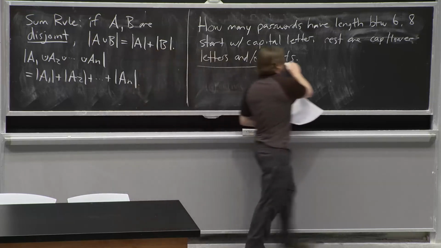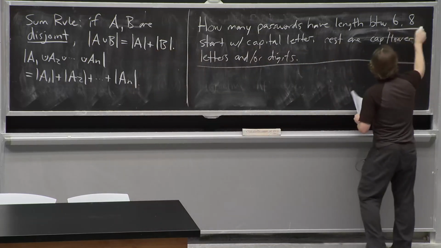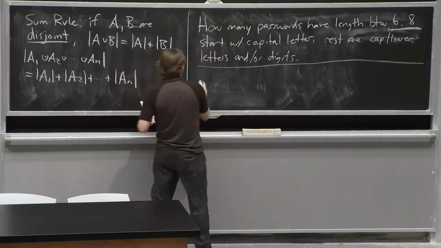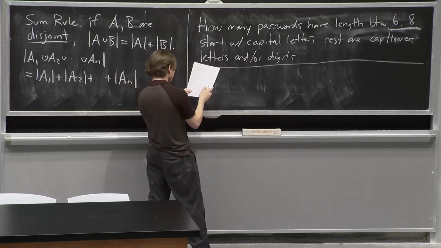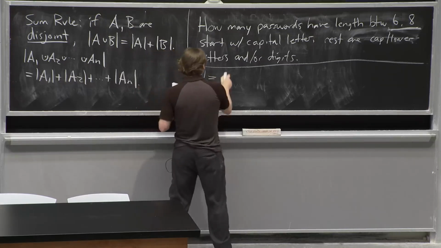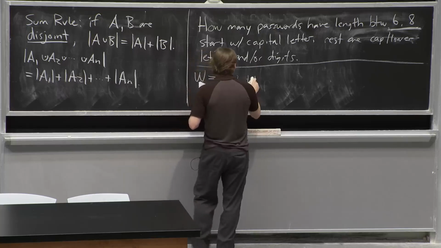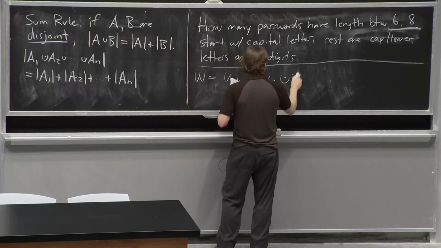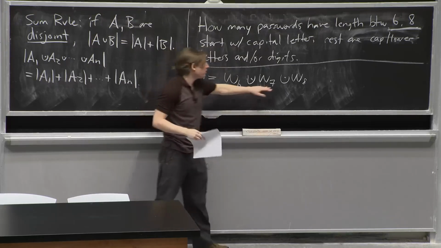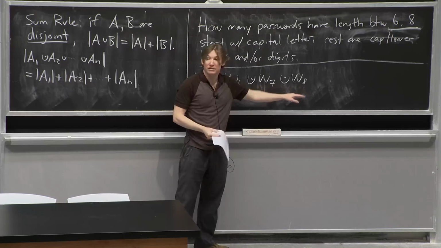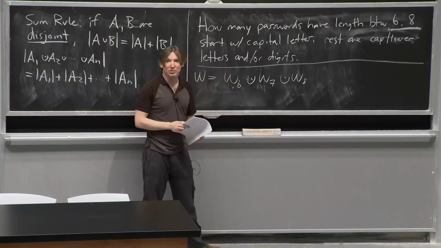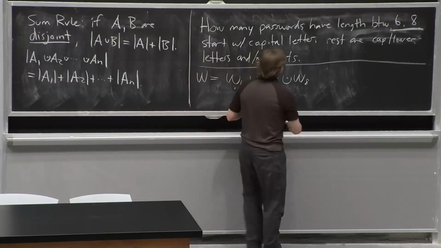With this, it's useful to break it up into cases based on the length of your password. I claim that the set W, W for password, is the disjoint union of the set of passwords of length 6 that satisfy the other properties, the set of passwords of length 7, and the set of passwords of length 8. So if we can count each of these 3 subsets, then we add them up and get the size of W. Let's see if we can do that.